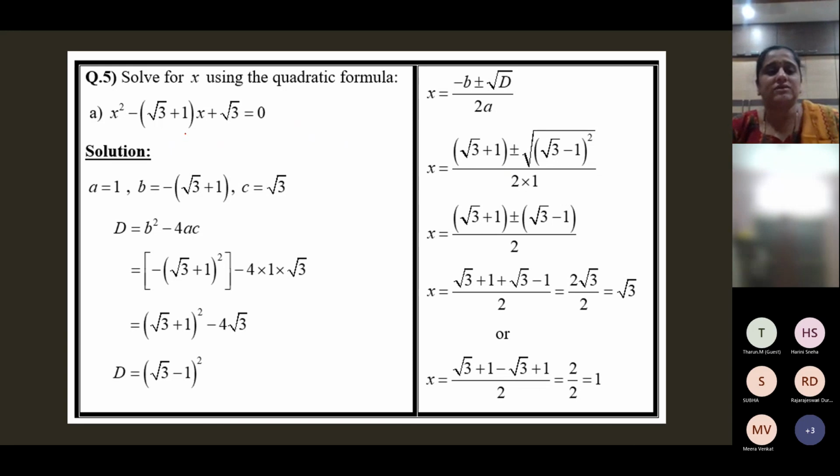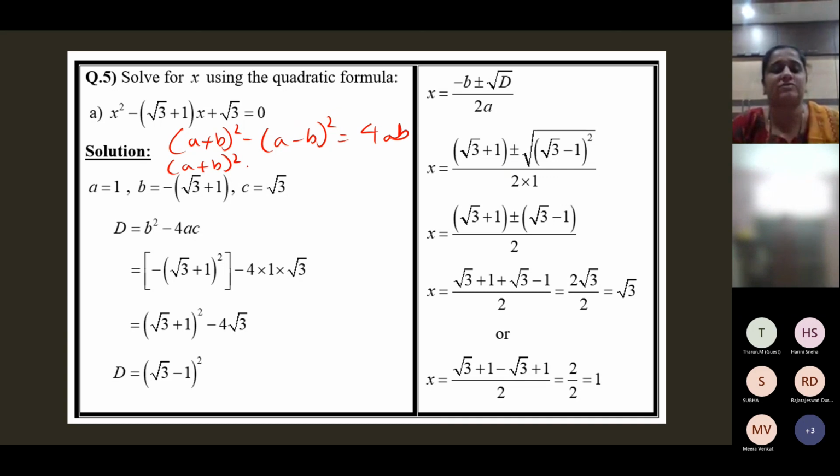So remember the identity: (A plus B) the whole square minus (A minus B) the whole square is equal to 4AB. And what's the other one related to this? What is (A plus B) the whole square plus (A minus B) the whole square? It is 2 of (A square plus B square). Take a screenshot.